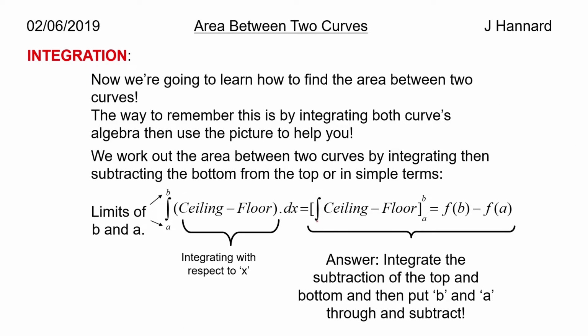Ceiling take the floor thing here. So basically subtract them first and then do the integral and then put your limits through as you normally would.